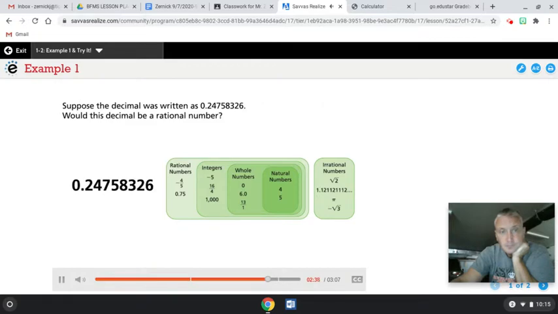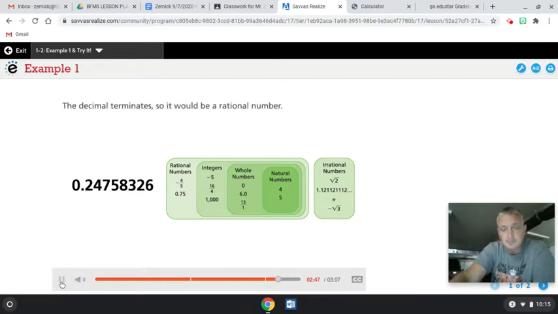Suppose the decimal was written as 0.247583326. Would this decimal be a rational number? In this case, this decimal would be a rational number because it stops, it terminates. It does not have those three periods at the end of it. So they try to fool you like that a little bit. So just be careful of that. Like I said, the indicator is the 3 dots. The 3 dots tells you that it goes on forever without stopping. Now the decimal terminates, so it would be a rational number.